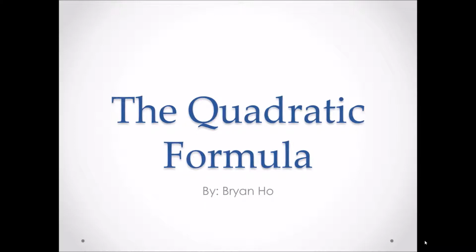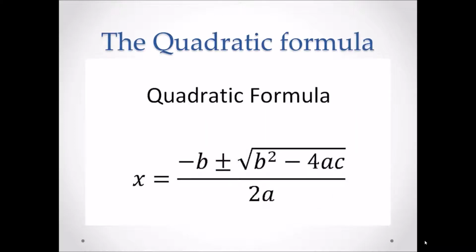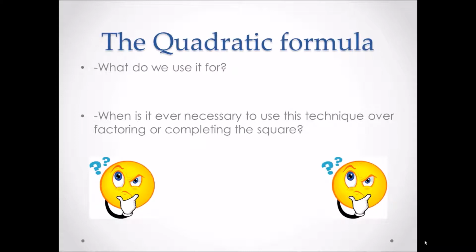As you can see from this slide, the quadratic formula is negative b plus or minus the square root of b squared minus 4ac, all over 2a. The purpose of the quadratic formula is to solve quadratic equations, as is factoring and completing the square.